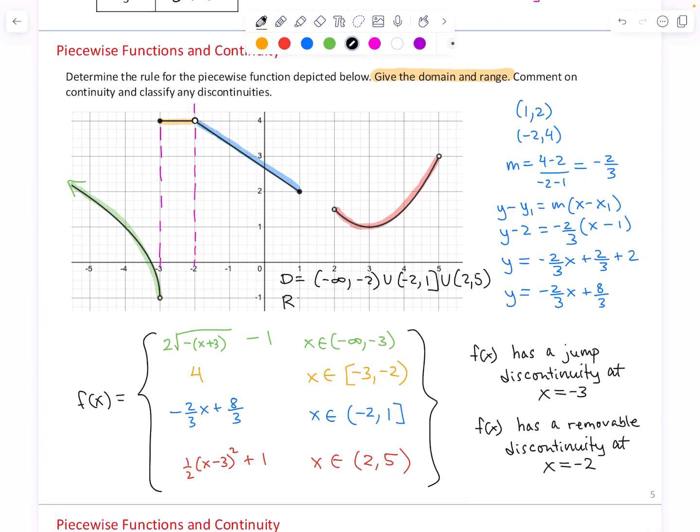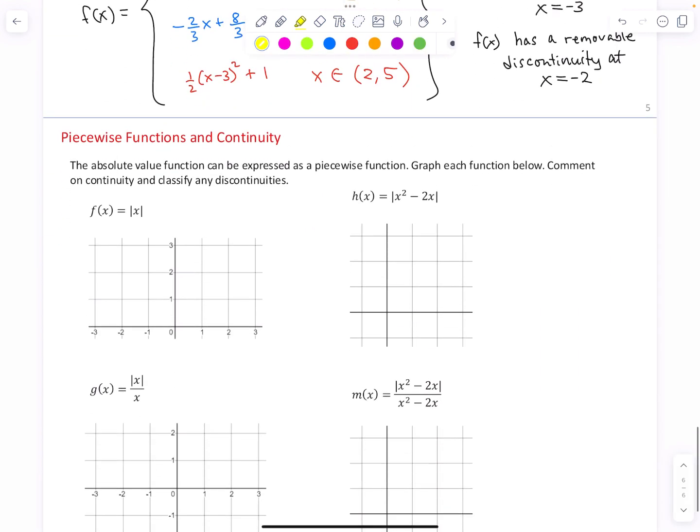And now the range, the lowest y coordinate is down here, -1, but exclusive. And because the square root function goes up forever, the green portion will have y coordinates that go up to +infinity. That'll include all the possible y coordinates that we could get from these other three portions. So the range will be -1, the lowest y coordinate, exclusive, up to infinity. Next slide.